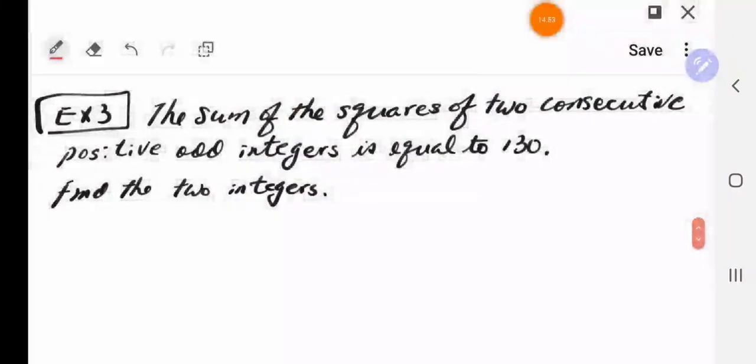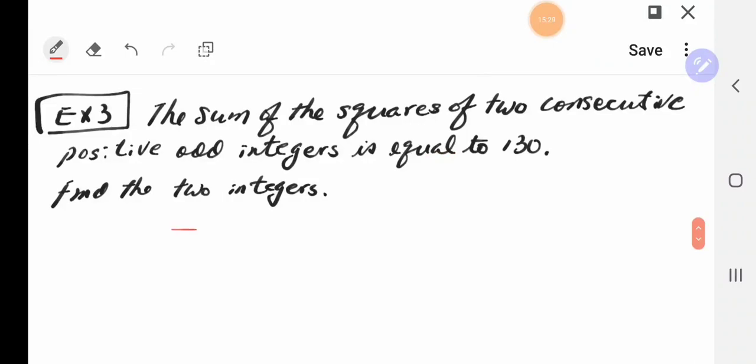Okay, example 3 is an application problem. For this application problem, we have to understand the question and then write an equation. The question is the sum of the squares of two consecutive positive odd integers is equal to 130. The definition of consecutive: what do we mean by consecutive positive odd integers? Consecutive integers, but they are odd numbers.